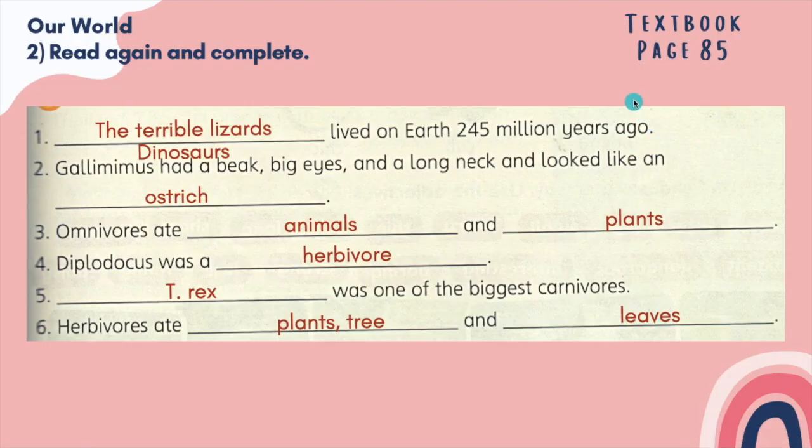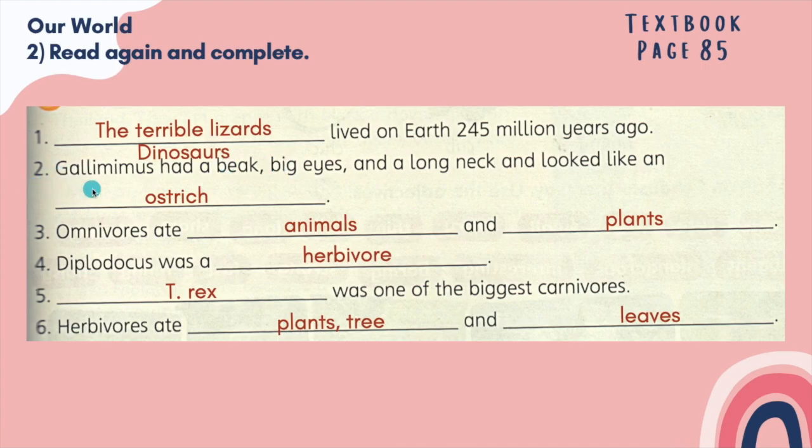Next, let's look at your textbook, page 85. For this part, you should copy it. Read again and complete. Number 1. For number 1, there are 2 possible answers. Let's look at it one by one. The terrible lizards lived on Earth 245 million years ago. You can also write, dinosaurs lived on Earth 245 million years ago. Both answers are acceptable. Choose one.